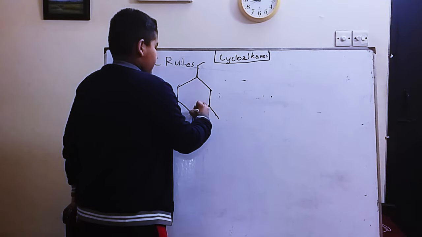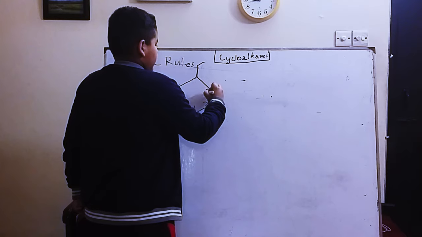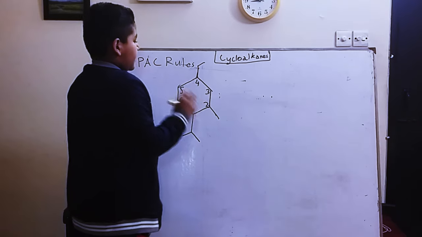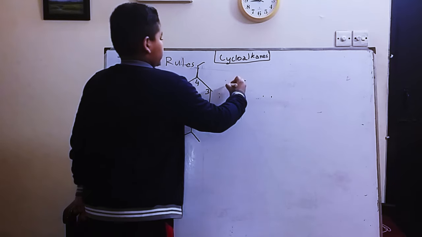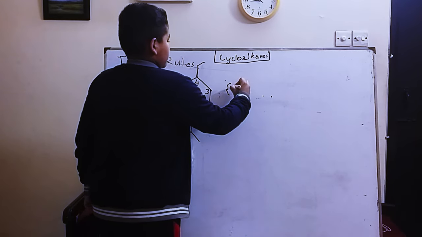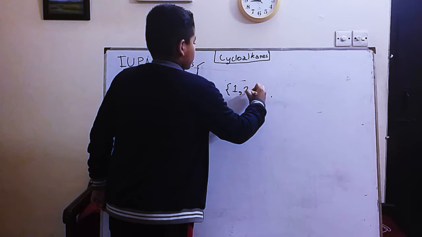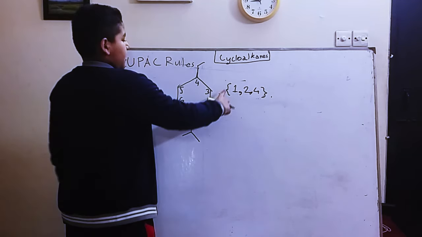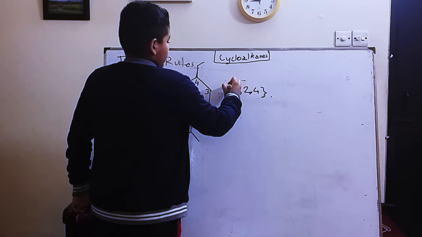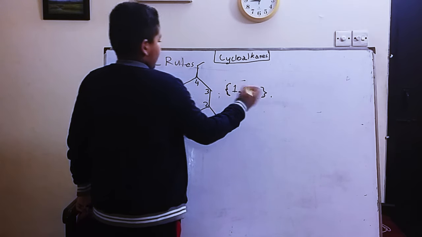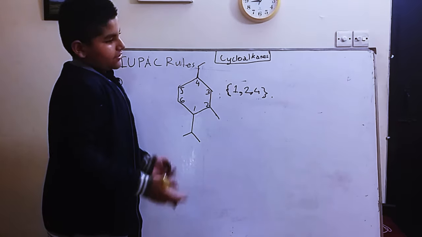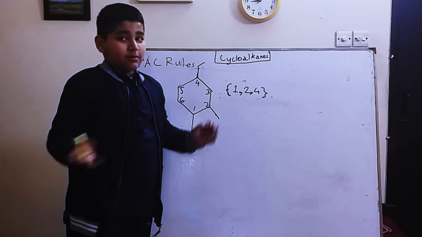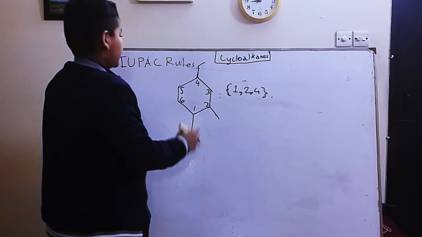Like if we start from here and then go all the way like this, here we get the lowest set of locants possible, which is 1, 2, and 4. These are sets. If you see my math videos, you can understand this, but you don't need to focus too much on maths in organic chemistry.